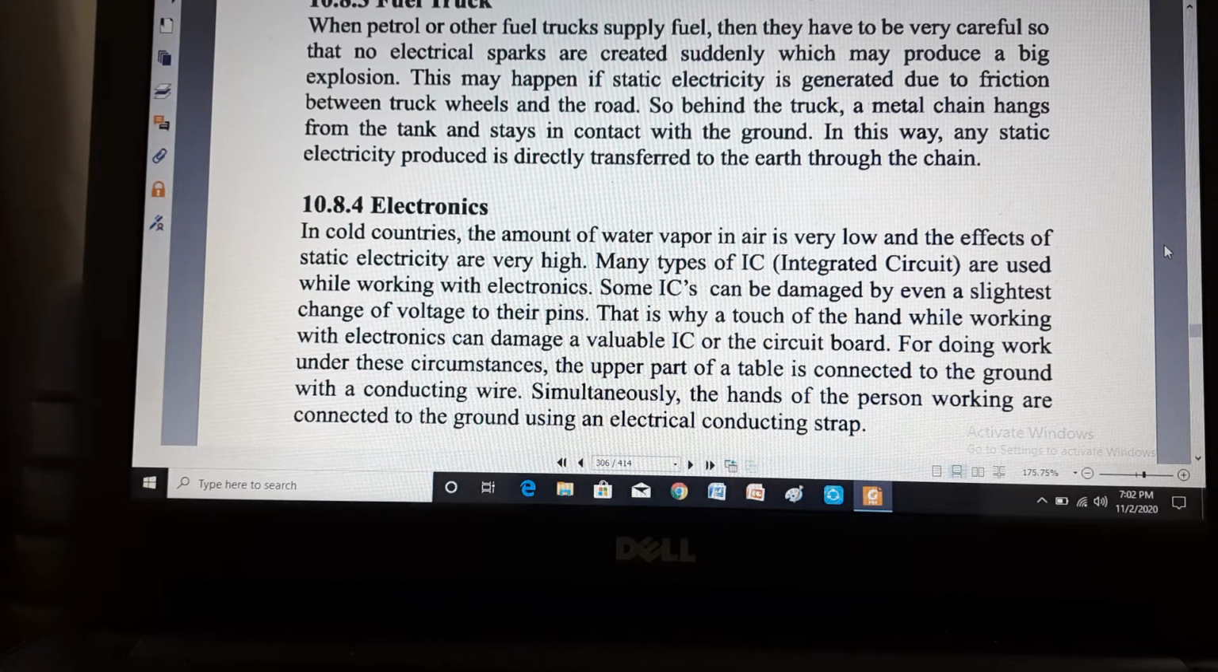That is why a touch of the hand while working with electronics can damage a valuable IC or the circuit board. For doing work under these circumstances, the upper part of a table is connected to the ground with a conducting wire. Simultaneously, the hands of the person working are connected to the ground using an electrical conducting strap.